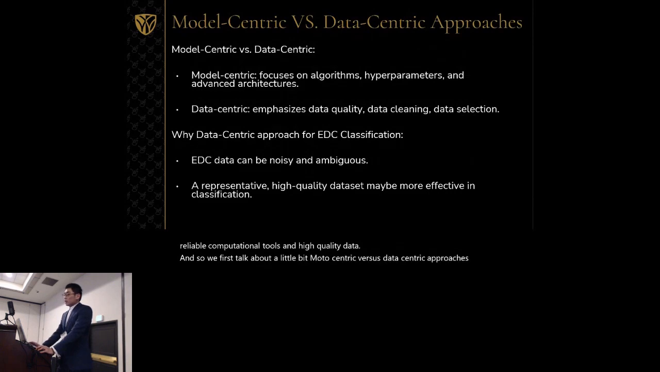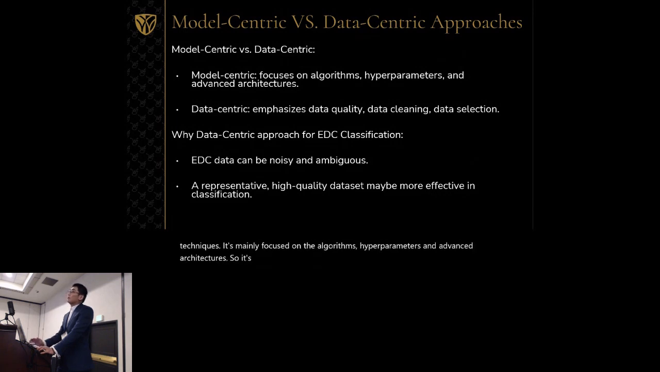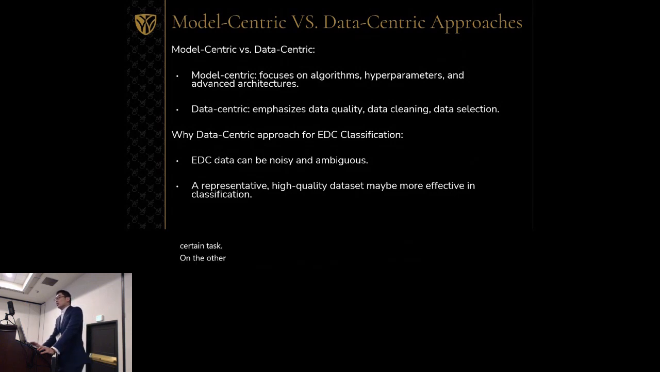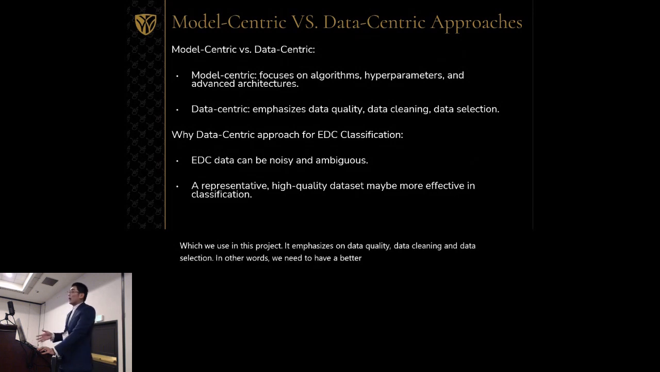Model-centric is the typical machine learning approach. It's mainly focused on the algorithms, hyperparameters, and advanced architectures. So it's mainly how we choose a better algorithm or classifier for a certain task. On the other hand, the data-centric approach, which we use in this project, emphasizes data quality, data cleaning, and data selection. In other words, we need to have better input data with higher confidence for our task.